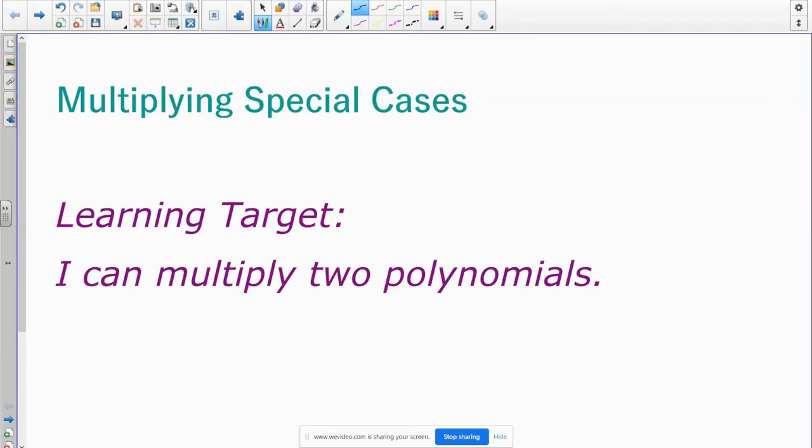We're going to look at multiplying special cases, and there's two special cases I want to introduce to you. Still going to be multiplying with polynomials, but if you can recognize these two special cases, it would save you time when solving. So your learning target is still that you can multiply two polynomials.